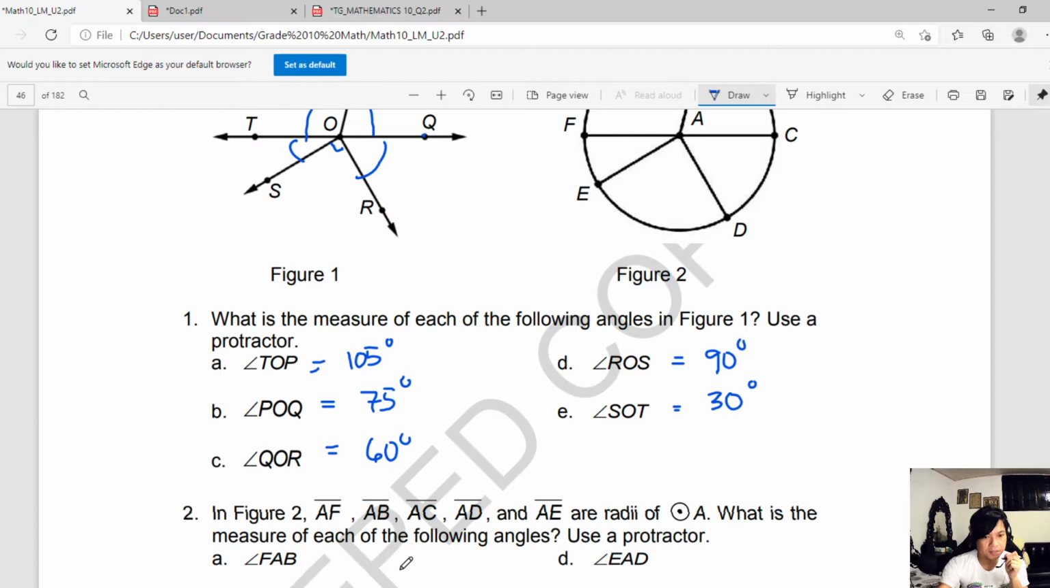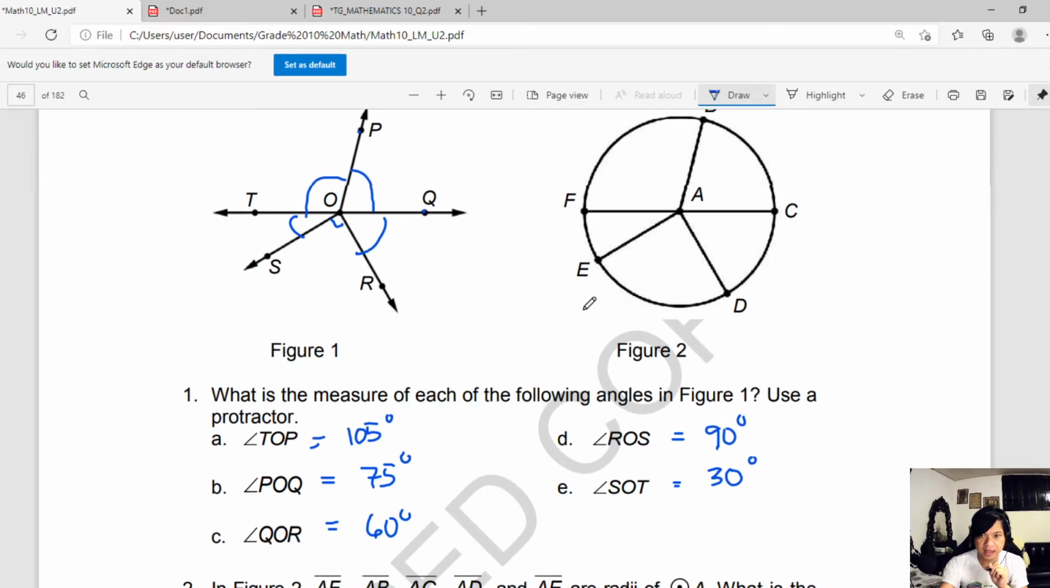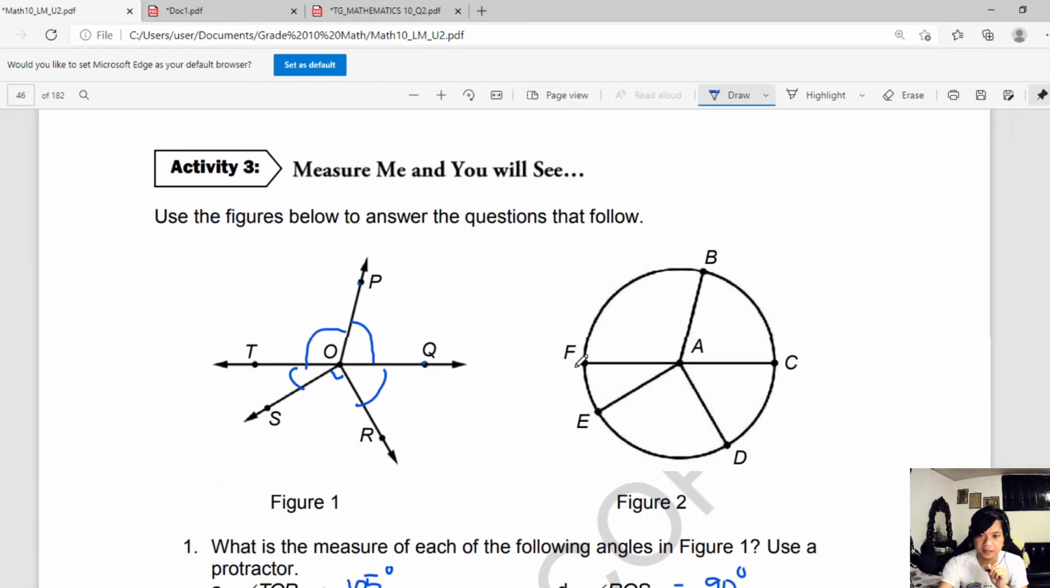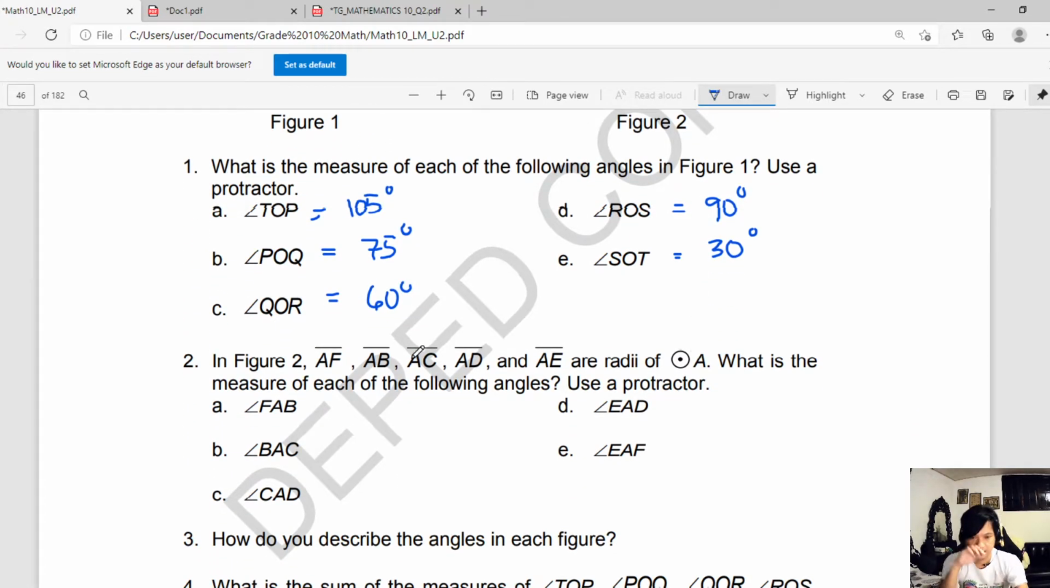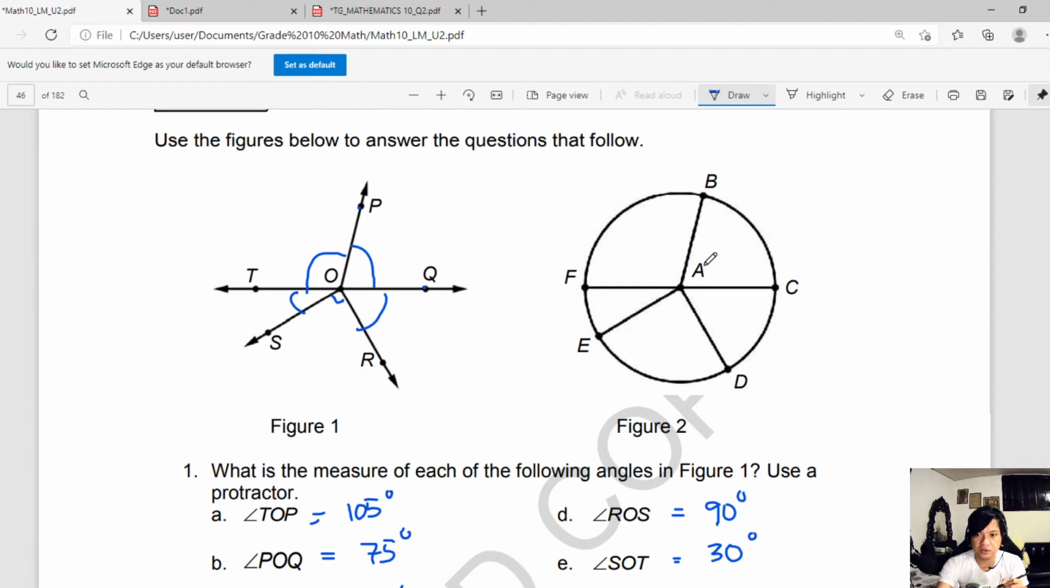Okay. Number 2, in figure 2, line segments AF, AB, AC, AD, and AE are radii of circle A. What is the measure of each of the following angles? Use a protractor. FAB. So, i-measure natin again. The measure of FAB is 105 degrees. Actually, itong measure nito, measure ng mga angles dito.